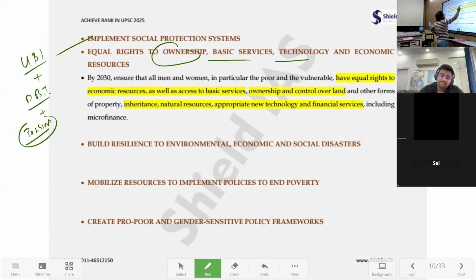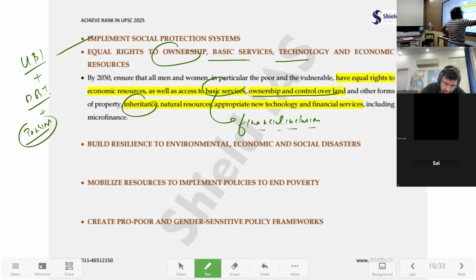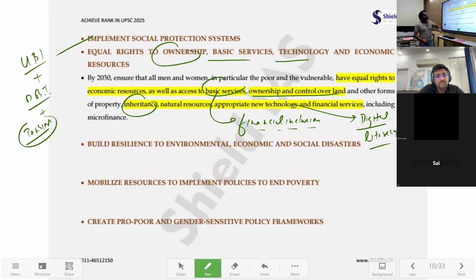That is basic services. So basic services can be financial inclusion, ownership and control of land, inheritance, technology, that means filling the digital gap or promoting digital literacy so that people are able to utilize their digital knowledge and skills to get aware and also improve their earning potential. Okay. So digital literacy. That's why you can add the Digital India program, or the BharatNet.